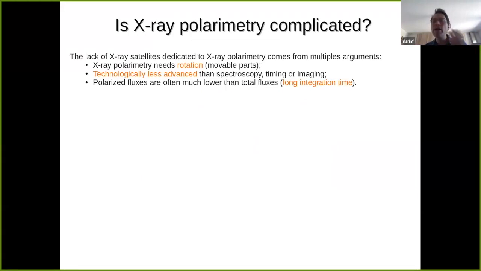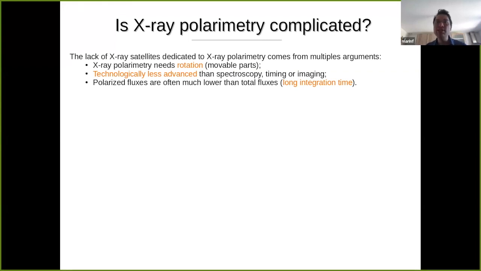So why were we deprived? What were we missing in those X-ray polarimeters? Well, there are multiple arguments why there are no X-ray satellites equipped with an X-ray polarimeter, and those arguments hold for gamma ray polarization too. First, X-ray polarimetry needs rotation, meaning movable parts. Indeed, you need to measure a vectorial quantity. And to fully characterize a vector, you need to rotate your instrument at different angles to get all the information about the angle and the polarization degree.